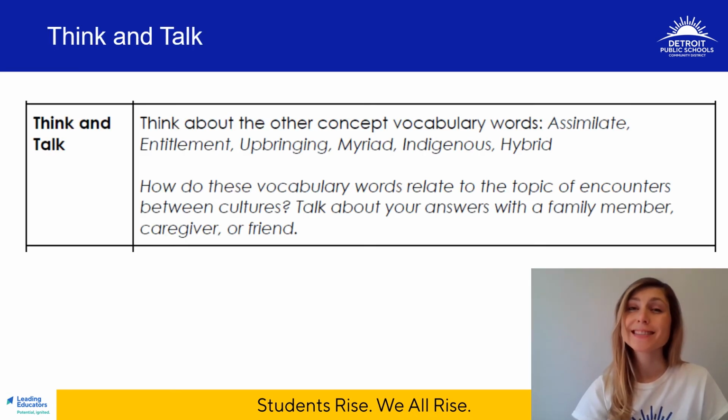After reviewing the text in its entirety and your annotations, you'll be asked to do some thinking and talking about the text. We'll ask you to think about the concept vocabulary words that have been included, such as assimilate, entitlement, upbringing, myriad, indigenous, and hybrid. We'll ask you then, how do these vocabulary words relate to the topic of encounters between cultures?